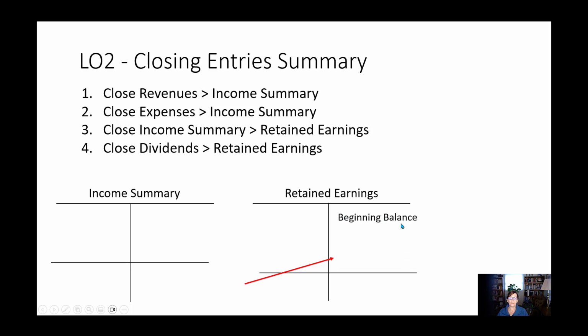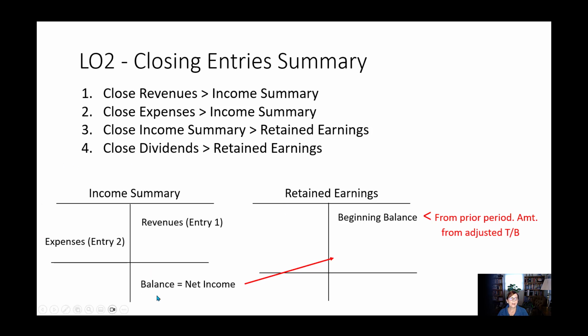So remember, we started retained earnings with our beginning balance. Our beginning balance came from our adjusted trial balance, and that's the amount that was carried forward from last period. Then we close our revenues into income summary. We close our expenses into income summary. That gives us a balance in our income summary that is equal to net income. Then we're going to close our income summary to retained earnings. We're going to close our dividends to retained earnings, and that gives us our ending balance in retained earnings.